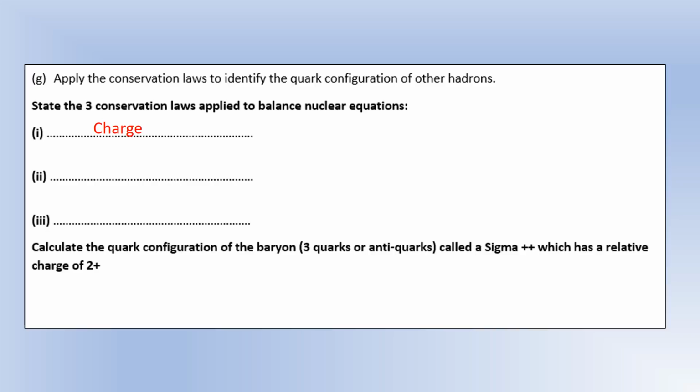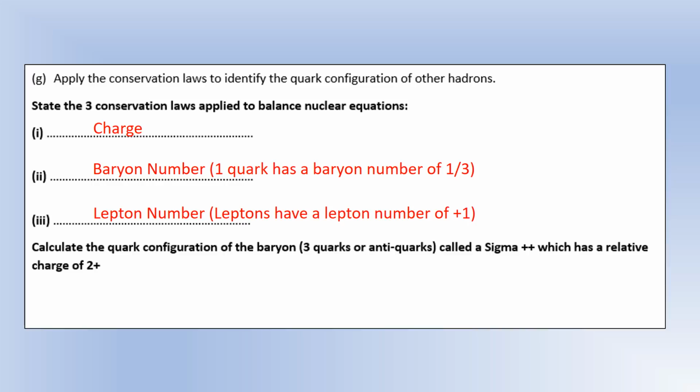But the 2 new ones that apply really just to particle physics is baryon number has to be conserved, which is essentially a way of measuring quark number, really. So 1 quark has a baryon number of 1/3. And we also have to conserve lepton number, so we can't lose our fundamental particles that are leptons either. And a lepton has a lepton number of +1.